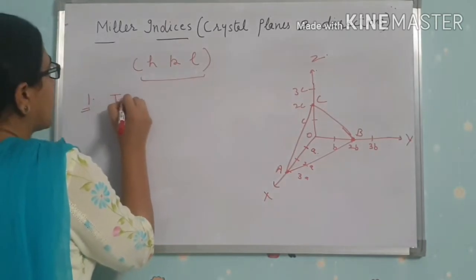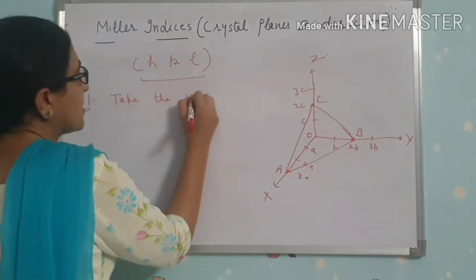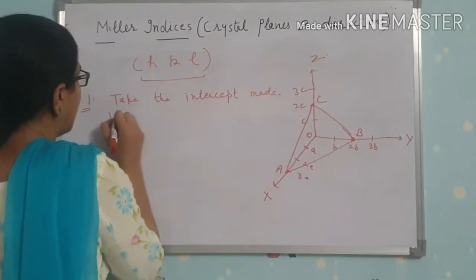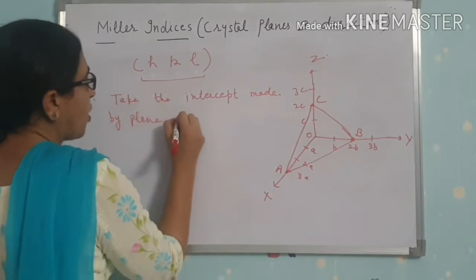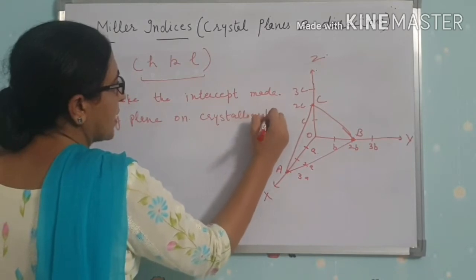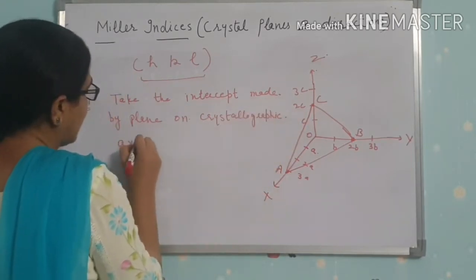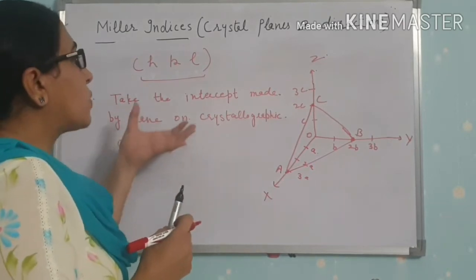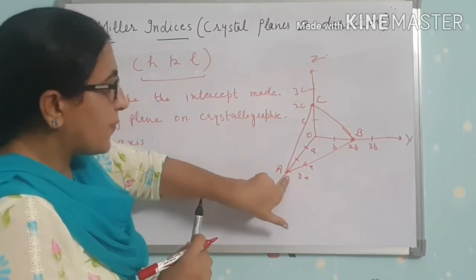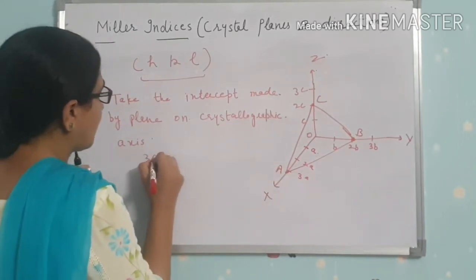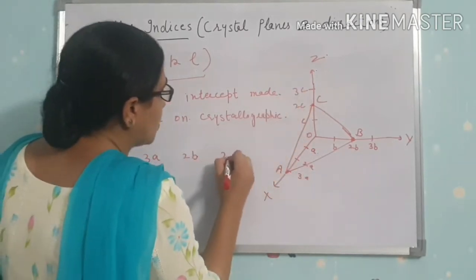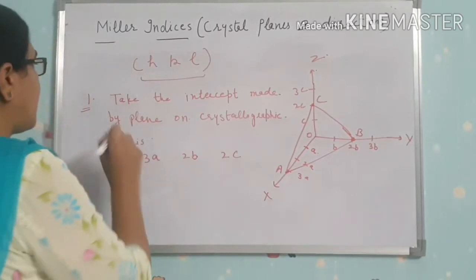First is to take the intercepts made by the plane on the crystallographic axes, or we can say the coordinates of the intercepts. Now here it is 3A on the x-axis, 2B on the y-axis, and 2C on the z-axis. Clear? So this is the first step.